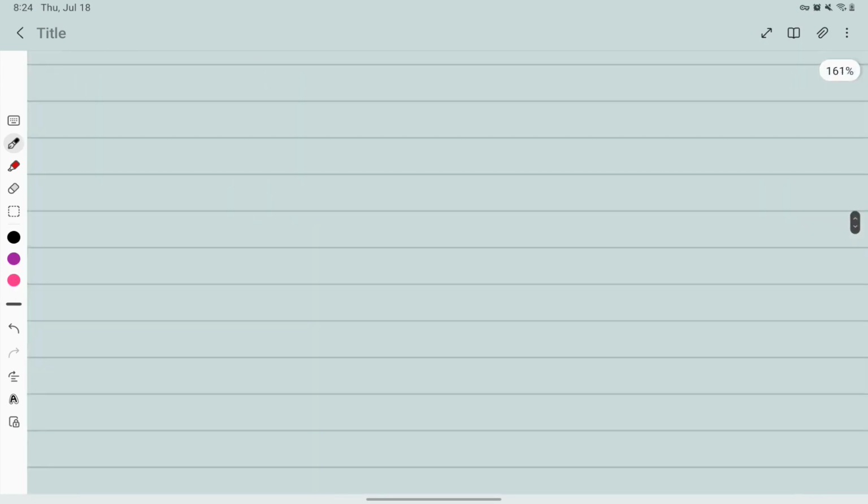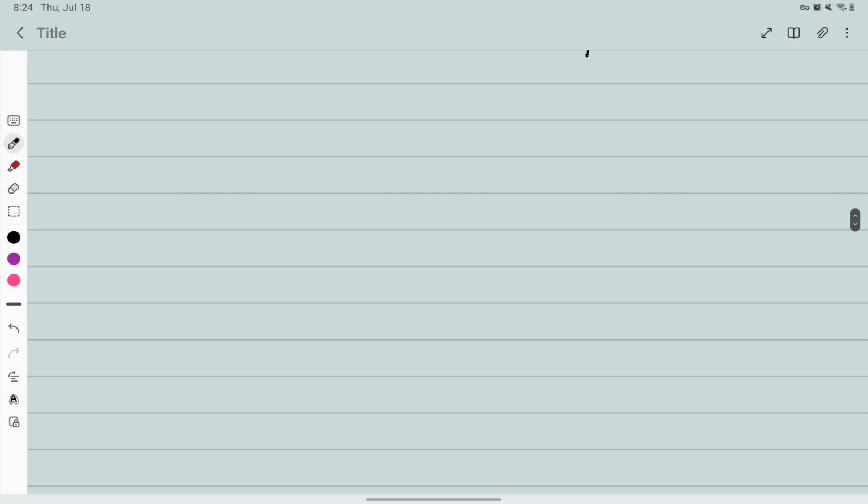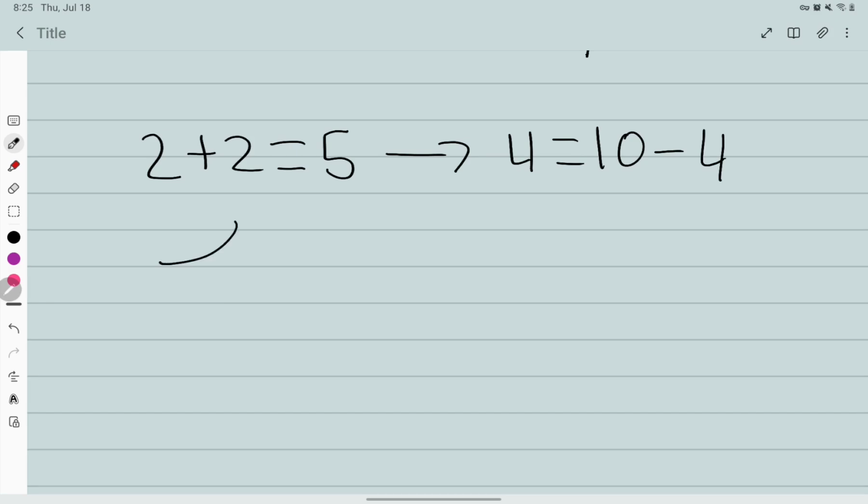Let's talk about using implications in proofs. We can have a false hypothesis in a true proposition. So if I say, if 2 plus 2 equals 5, that implies that 4 equals 10 minus 4. The hypothesis is false. But we can prove that the implication is true. We can have a good proof around this implication.